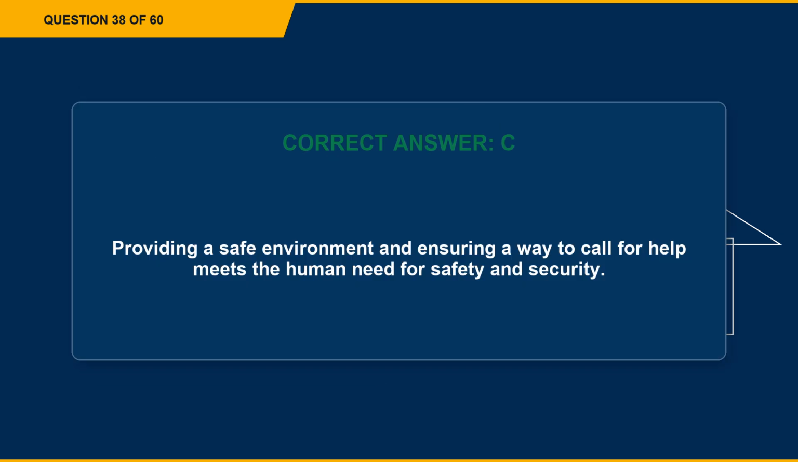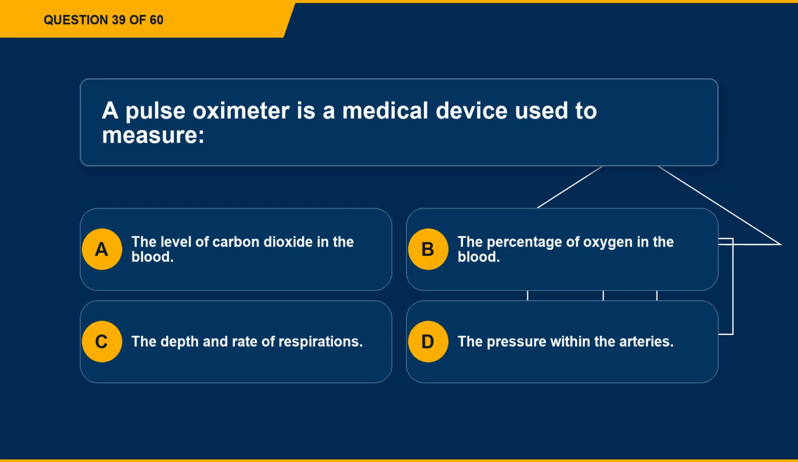Explanation. Providing a safe environment and ensuring a way to call for help meets the human need for safety and security. Question 39. A pulse oximeter is a medical device used to measure. Option A, the level of carbon dioxide in the blood. Option B, the percentage of oxygen in the blood. Option C, the depth and rate of respirations. Option D, the pressure within the arteries.